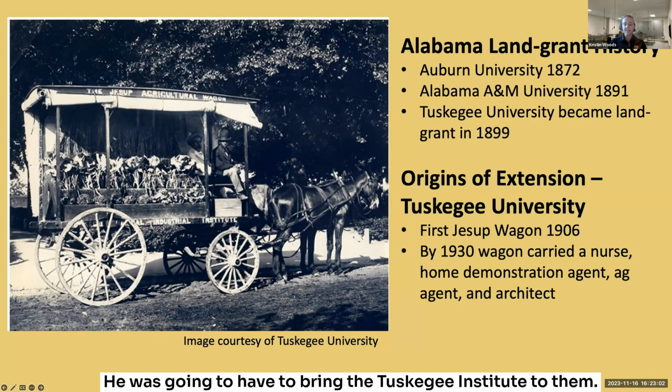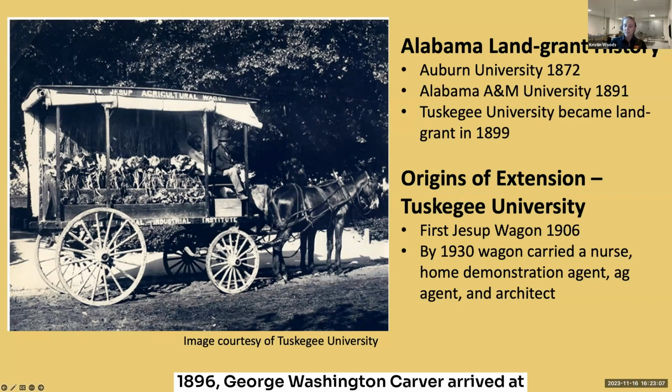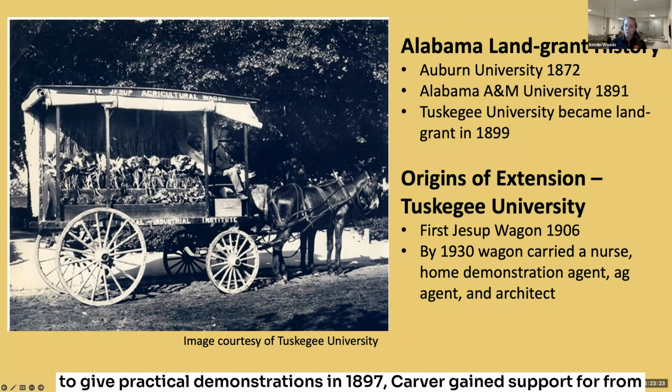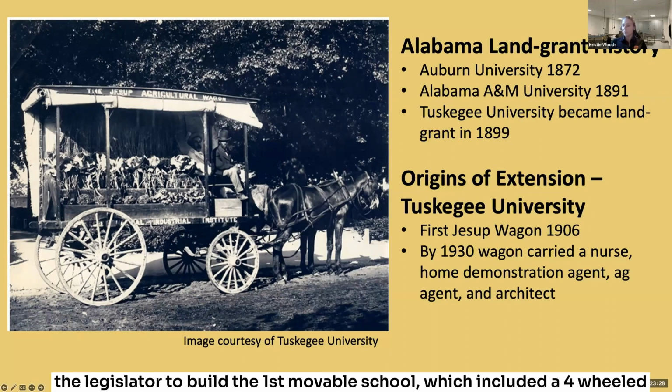In 1896, George Washington Carver arrived at Tuskegee to head the School of Agriculture. He carried Washington's practice of rural visits further by loading a buggy with tools and materials and traveling to farms on weekends to give practical demonstrations. In 1897, Carver gained support from the legislature to build the first movable school, which included a four-wheeled coach loaded with tools, seed packets, and some demonstration plants.